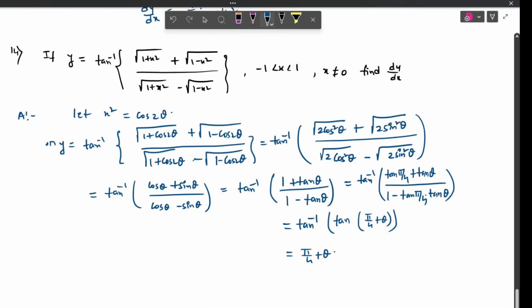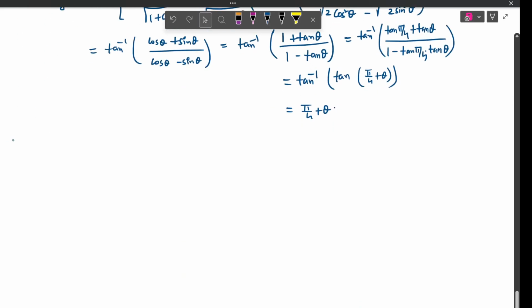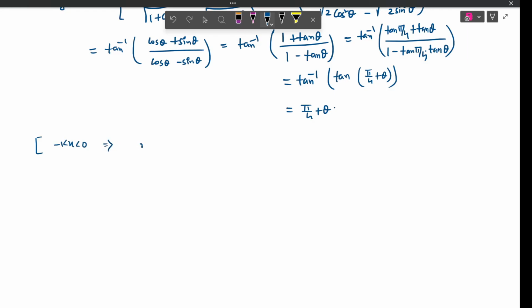See, x is minus 1 to 0. So you can say x square will lie between 0 to 1, right? Now x square is cos 2 theta. So cos 2 theta lies between 0 to 1.